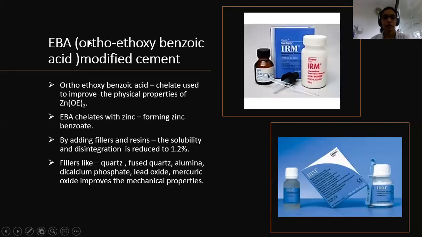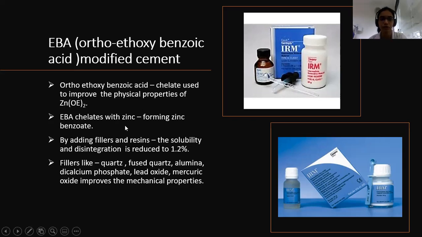Next, coming to the EBA modified zinc oxide eugenol cement. EBA is orthoethoxy benzoic acid. The orthoethoxy benzoic acid is a chelate which is used to improve the physical properties of zinc oxide eugenol. The EBA chelates with zinc to form zinc benzoate. So in a normal zinc oxide eugenol, zinc reacts with eugenol to form a zinc eugenolate. In EBA modified cement, zinc reacts with orthoethoxybenzoic acid to form a zinc benzoate.